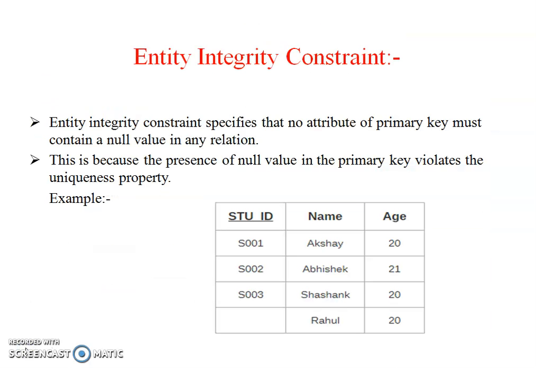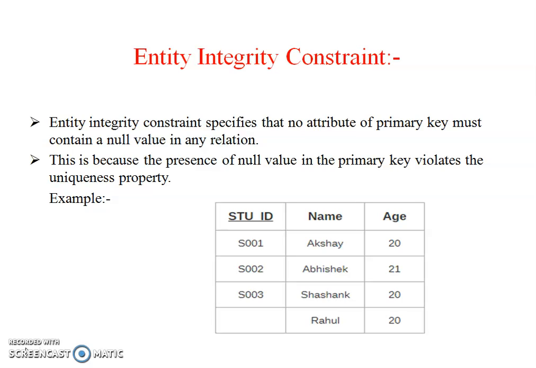Next constraint type is the entity integrity constraint. Under the entity integrity constraint, primary key is the main factor. Primary key uniquely identifies each record in a table, and it must have a unique value and cannot hold null values. Always remember, primary key is a combination of not null plus unique constraint.